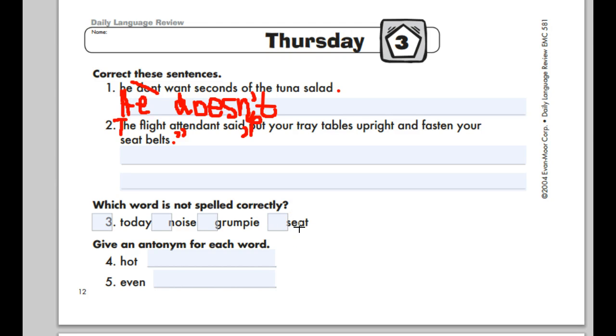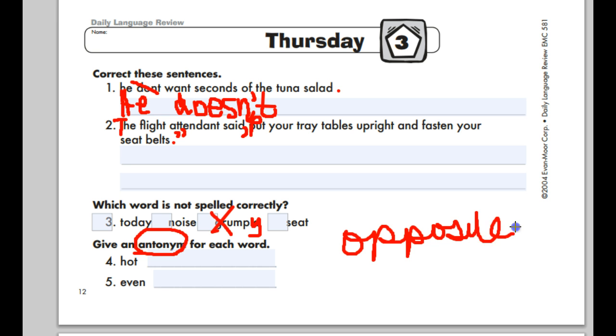Which word is not spelled correctly? Grumpy would have a Y at the end. Give an antonym for each word. Ooh, this is important. Antonym means opposite. Okay, so the opposite of hot is cold. And the opposite of even is odd. Okay, synonym means the same, antonym means opposite.